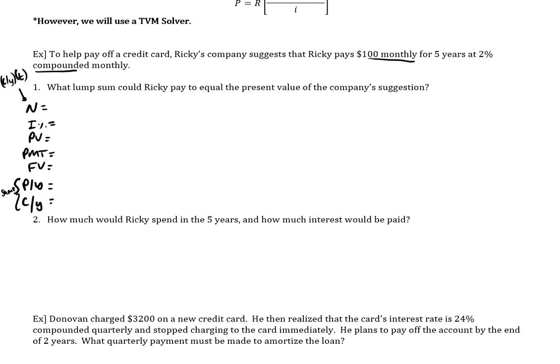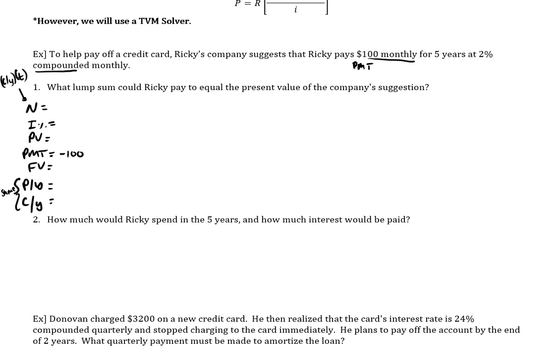All right, and so let's start to fill this information. It says to help pay off a credit card, Ricky's company suggests that Ricky pays $100 monthly. All right, so that is the payment. So we'll use negative 100. So usually we use negatives for outgoing. So this is out of Ricky's pocket is what he's paying. So that's why it's considered outgoing.